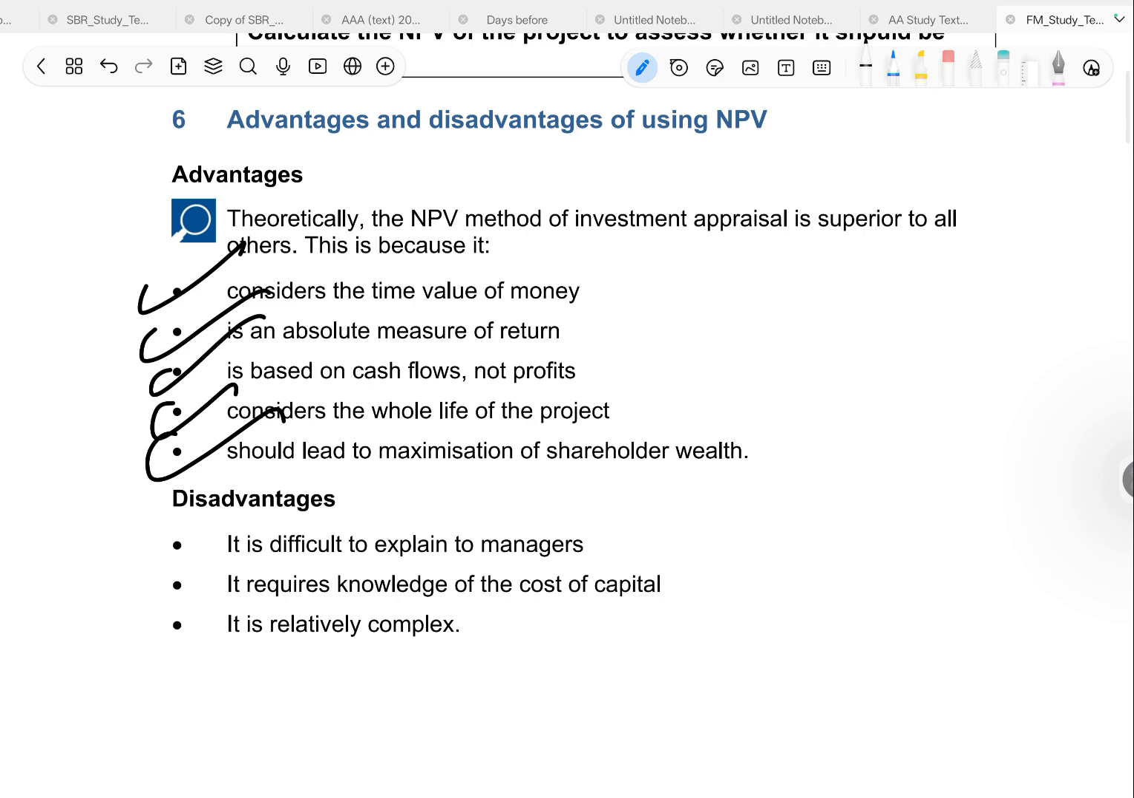However, NPV is not perfect. There are some drawbacks. First, it can be difficult for managers to understand, especially if they are not familiar with discounting. Second, it requires estimating the cost of capital, which can sometimes be complex. Third, the calculations can be relatively complicated, especially for large projects. But despite these limitations, NPV is still considered superior to many other investment appraisal techniques.